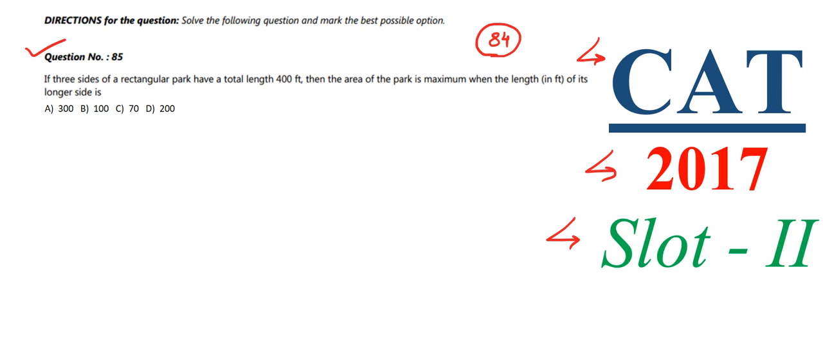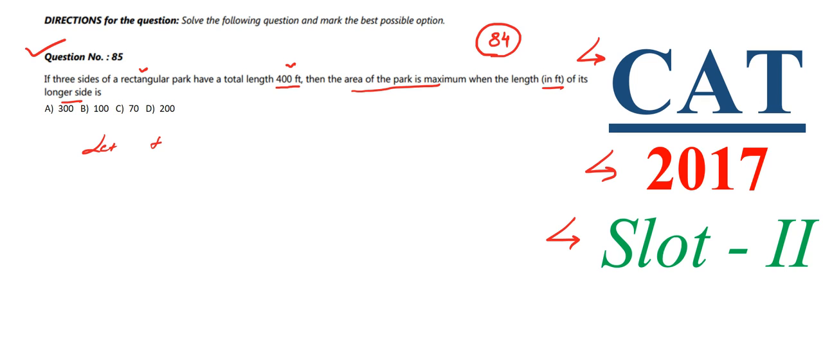So question 85 says, if three sides of a rectangular park have a total length 400 feet, then the area of the park is maximum when the length of its longer side is. Okay, so here we have been given a rectangular park whose sum of three sides is 400 feet, and we need to find the length of the longest side when the area of the park will be maximum. So let us assume the length and the breadth of the rectangular park.